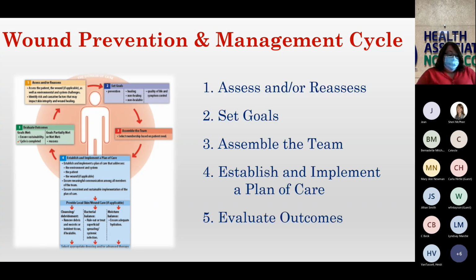There are 5 steps. They are to assess and or reassess, set goals, assemble the team, establish and implement a plan of care, and evaluate outcomes. Each best practice guideline is organized and presented in this cycle. So as you're reviewing them, you will see that they are broken down this way.